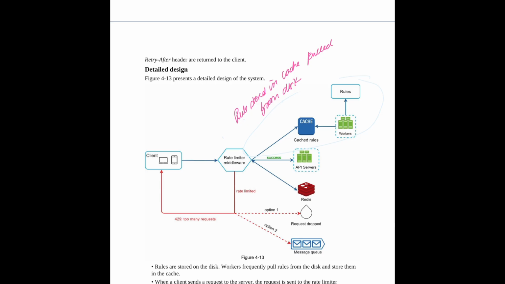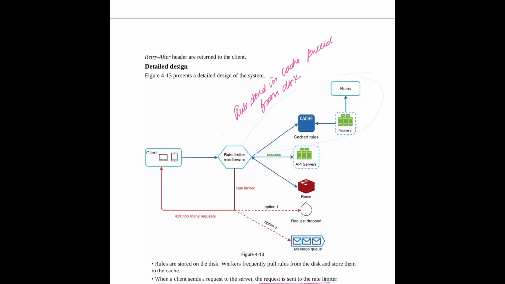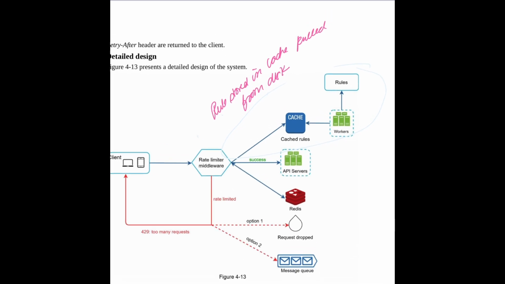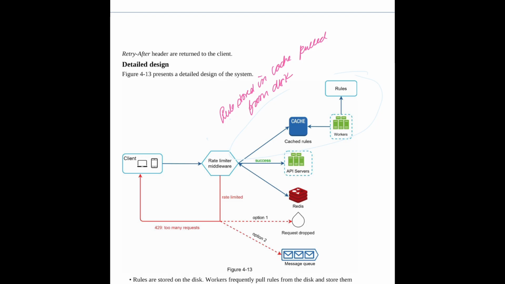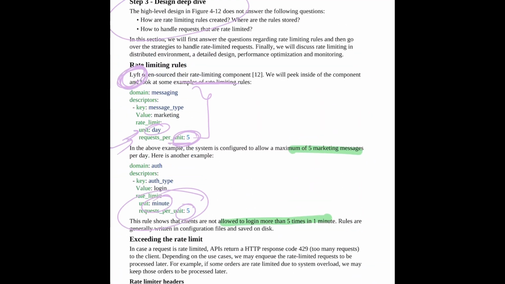Now, since we have read so much about algorithms, about what rate limiting is, how to design it, what the algorithms are, why we need it, let us now understand what the detailed design is. So let's start with this diagram. What is this diagram? I'll try to explain it. Rules are stored on disk. So what happens? Rules. What do you mean by rules? I already explained what rule means.